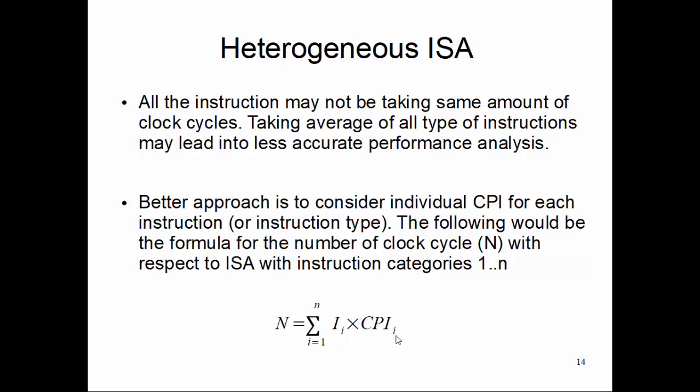So this approach is less accurate but workable, and more accurate than taking a blind average CPI of all the instructions. Okay, so we group the instructions with similar CPI into multiple groups, and for each group we assign an average CPI, and then we count the number of cycles as a summation of instructions executed from each group multiplied by the CPI of that group, and we sum it up. So that's the better approach for a heterogeneous instruction set architecture.